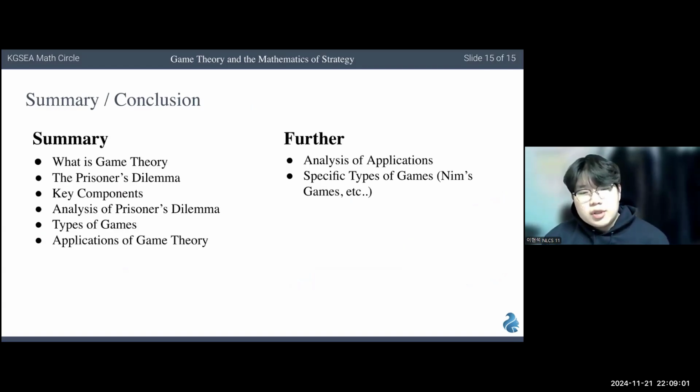In summary, we've talked about what game theory is. We've talked about the starter of the prisoner's dilemma and how it's a quintessential theme of game theory, the key components of game theory, and used that to analyze the prisoner's dilemma specifically, the types of games, and the applications of game theory. In further analysis, we would probably use an analysis of the applications that we talked about before, or talk about specific types of games such as Nim games, which are actually used in questions for competition math such as the AMC. And that was my presentation. Thank you.